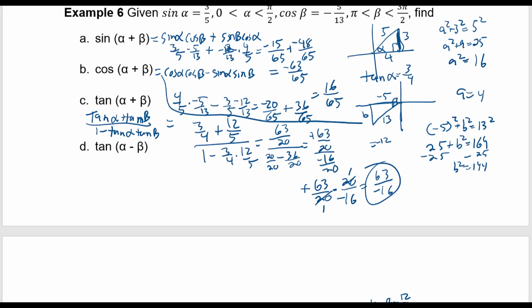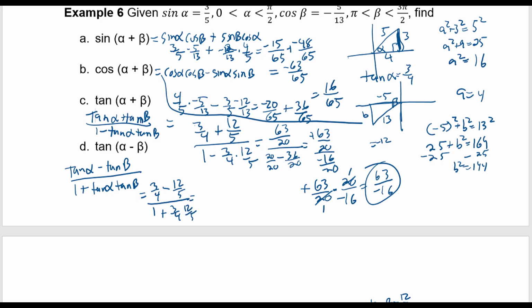Okay, that worked out. And now we'll do tangent of alpha minus beta. Tangent alpha minus tangent beta over 1 plus tan alpha tan beta. So we'll end up with 3/4 minus 12/5 over 1 plus 3/4 times 12/5.